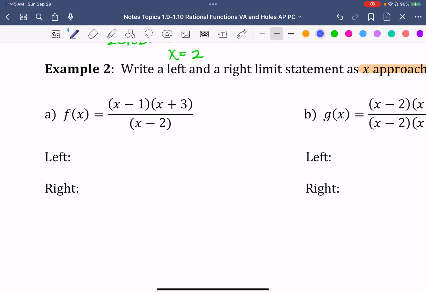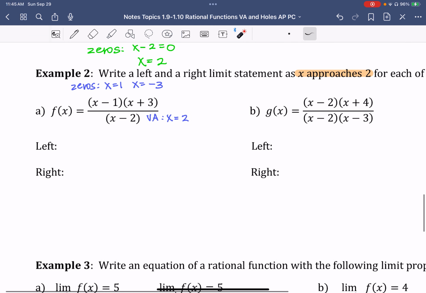I don't see any holes. Nothing seems to be canceling out here. If I were to solve for the zeros, I would get a 0 at x equals +1 and x equals -3. And if I look at the bottom, I have a vertical asymptote at x equals 2. Okay, now the question said as x approaches 2.